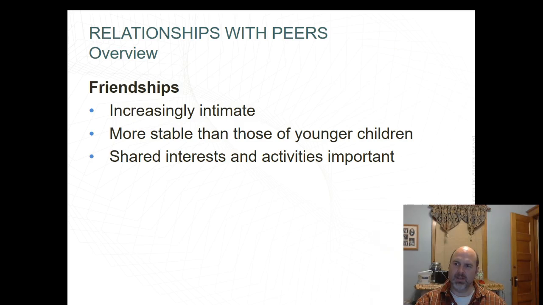Friendships become increasingly intimate. Teens tend to share more inner feelings and secrets. They're more knowledgeable about each other's feelings. They're more stable than those of younger children. Electronic communication, such as email, has become more important to teen friendships. Thus, today's teens have a wider range of friendships than earlier generations.